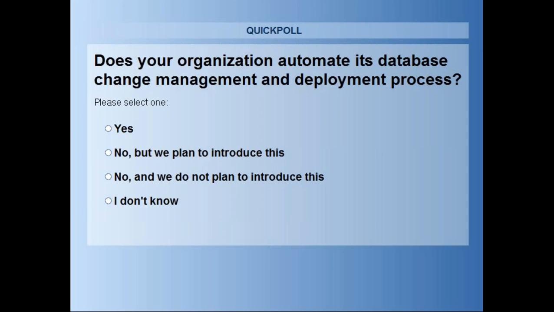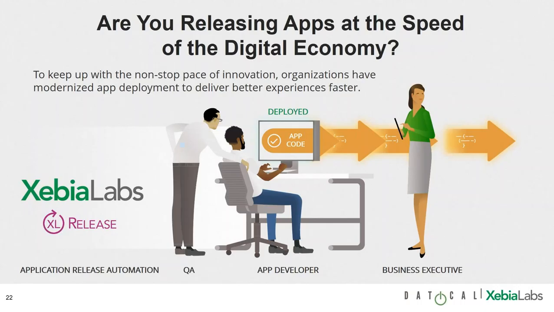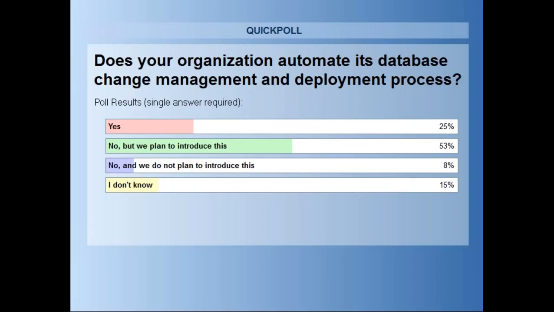I also want to remind you that we are going to be tweeting out the results of the polls. And also, if you do have a question for either Robert or Sunil, please feel free to get your questions in. Okay, so here are the poll results. Looks like "no, but we plan to introduce this" is the big winner for this particular poll question, which is kind of interesting. Guys, what do you make of these results?